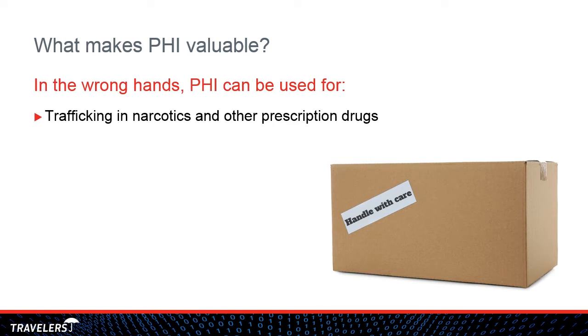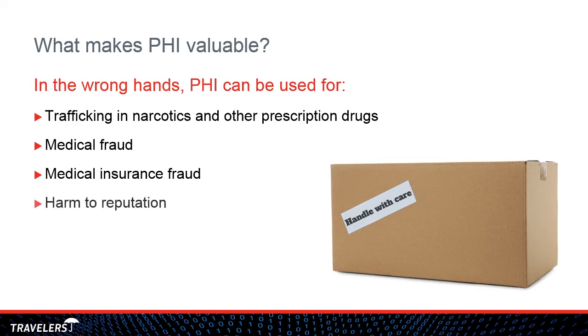Stolen PHI can be used by criminals to obtain narcotics and other prescription drugs, to commit medical fraud, where a victim's identity and insurance benefits are stolen in order to obtain medical treatment, or to commit medical insurance fraud, in which a treatment provider submits fraudulent claims for treatment that was never provided. PHI can also be misused to damage or to threaten damage to the reputation of an individual, either to commit extortion or cause harm. For example, by making public an individual's embarrassing diagnosis or substance abuse history.